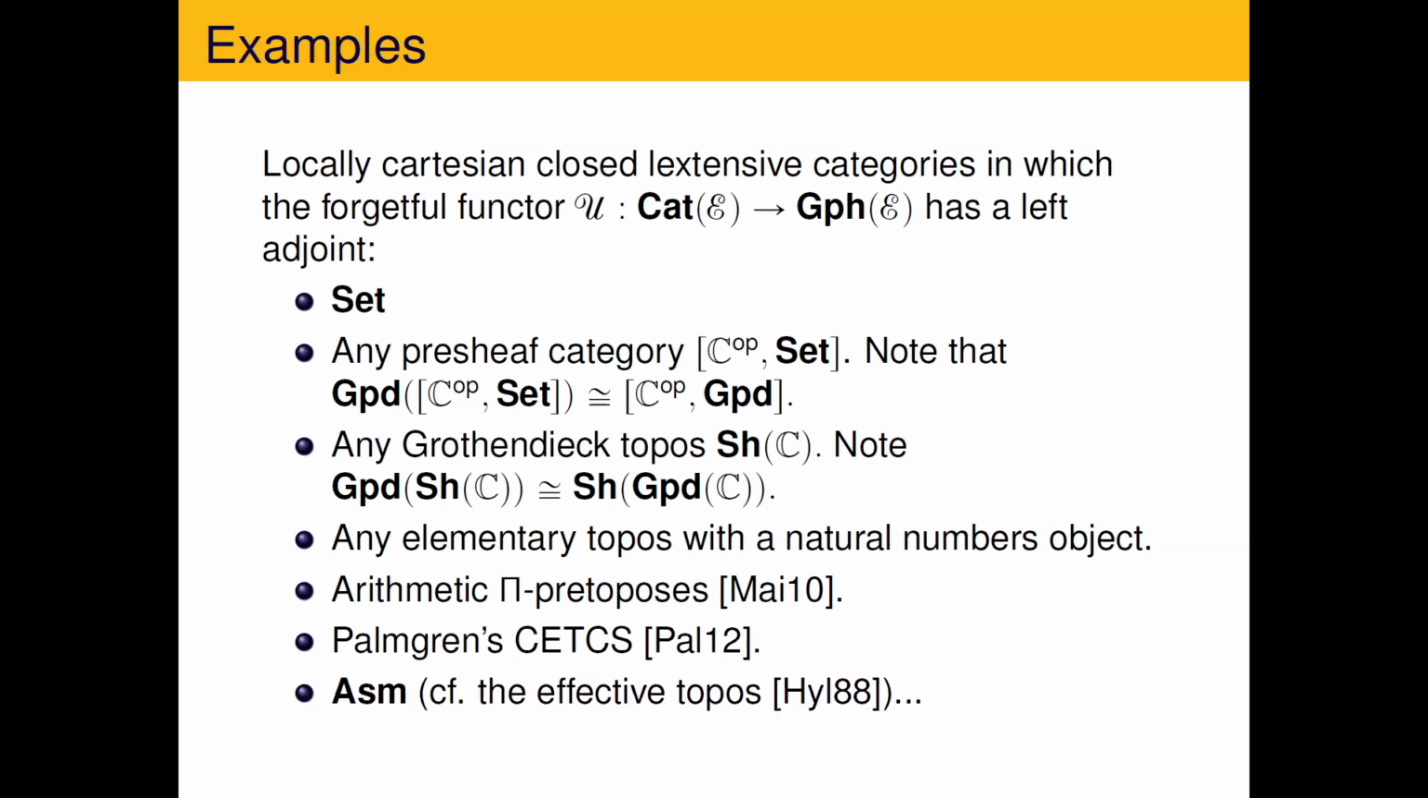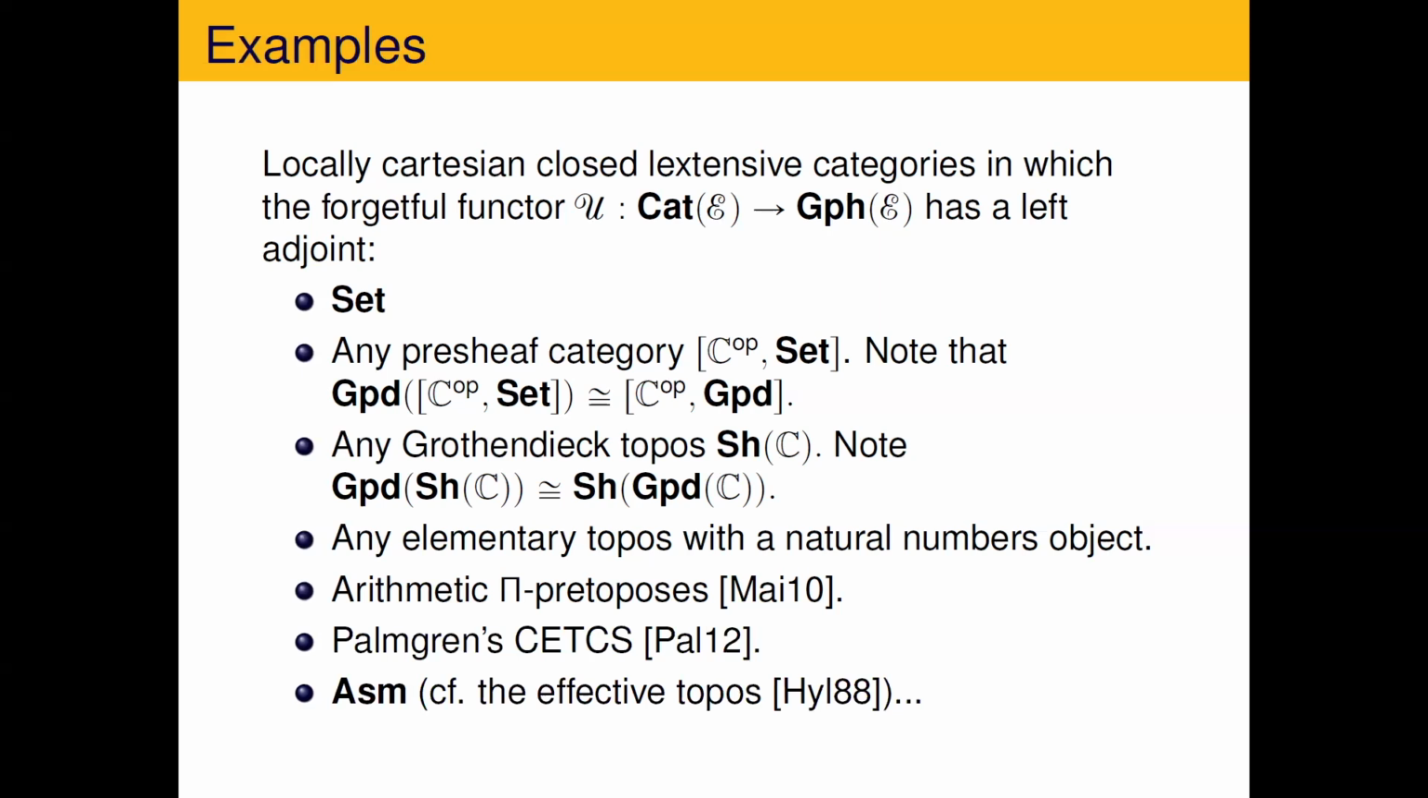And another example, which uses the full abstract version of this theorem, is the category of assemblies on some partial combinatory algebra. These are things such that the exact completion of them becomes the effective topos, or a realizability topos.